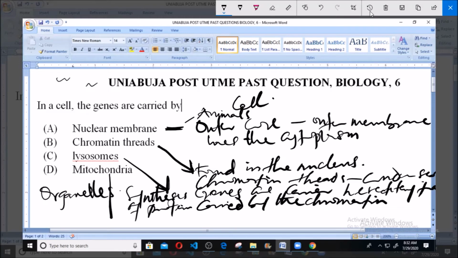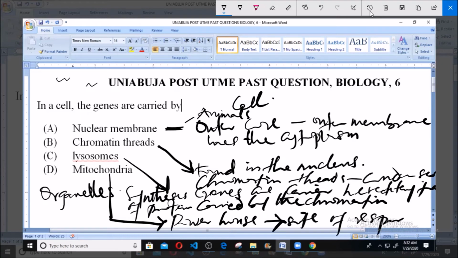We have mitochondria, often regarded as the powerhouse. This is the site of respiration, where there is breakdown of food to release energy. So, the breakdown of food to release energy occurs in the mitochondria, and it's regarded as the powerhouse because that's where oxidation of glucose to liberate energy takes place.